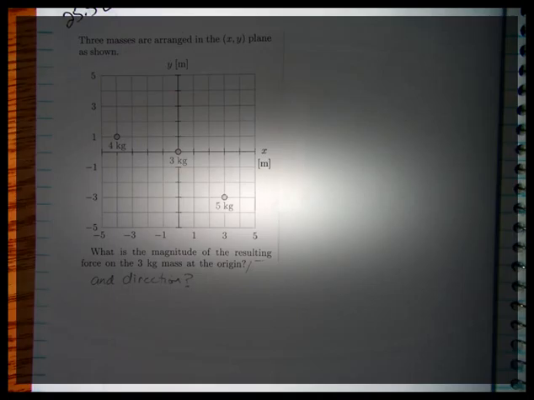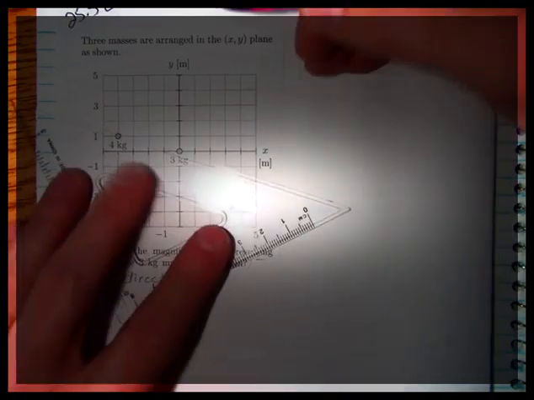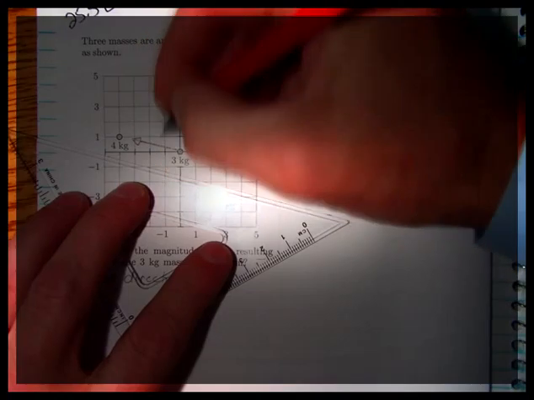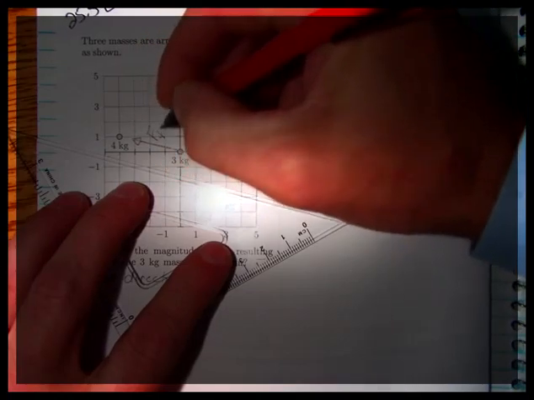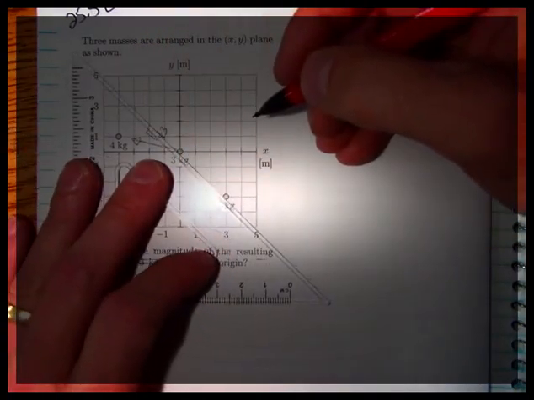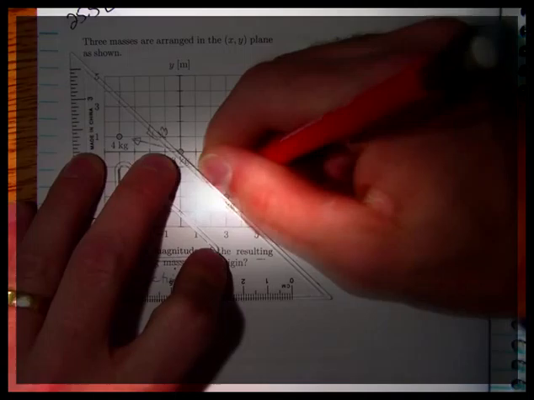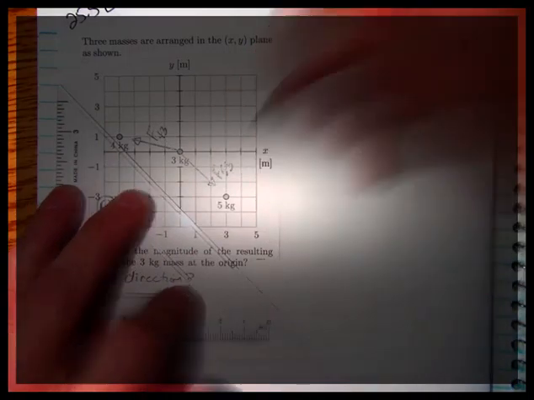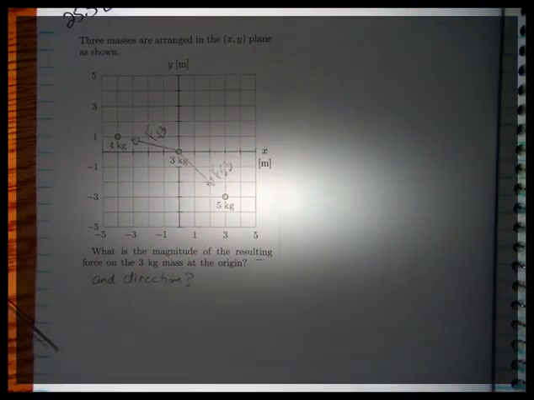So these forces look something like this, although this is not scaled. This is going to be the force of 4 on 3, and this one is the force of 5 on 3. Okay? Force of 4 on 3 and the force of 5 on 3. It's kind of hard to see the 5 on 3 because there's some glare.